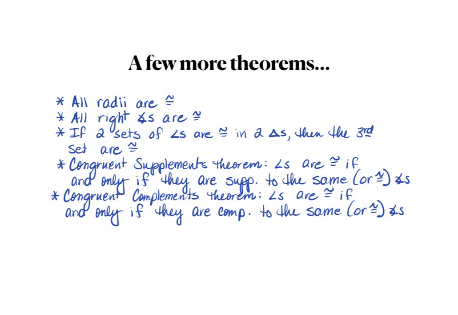Here are a few more theorems to add to your toolbox. All radii are congruent. All right angles are congruent. If two sets of angles are congruent in two triangles, then the third set are congruent. Congruent supplements theorem. We've been using this, I just haven't called it that. Angles are congruent if and only if they are supplementary to the same angle or congruent angles. Congruent complements theorem says angles are congruent if and only if they are complementary to the same angle.